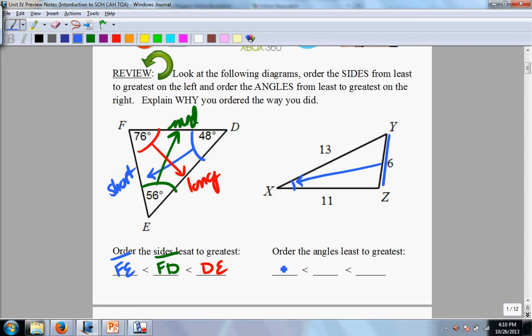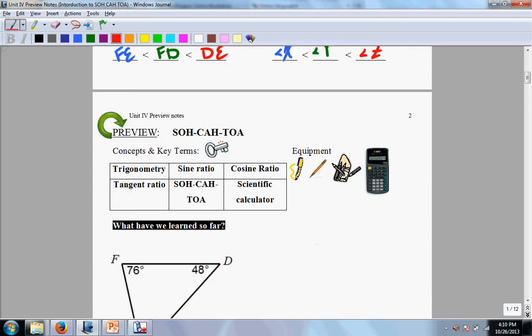Over on the right, we start with the shortest side and we work ourselves backwards to the smallest angle, which is angle X. And then the medium side, which is 11, down to the medium angle, which is going to be angle Y. And then the longest side goes towards the largest angle, which is angle Z. So we see that the sides and angles of triangles are somehow interconnected to each other. The longer the side, the larger the angle.